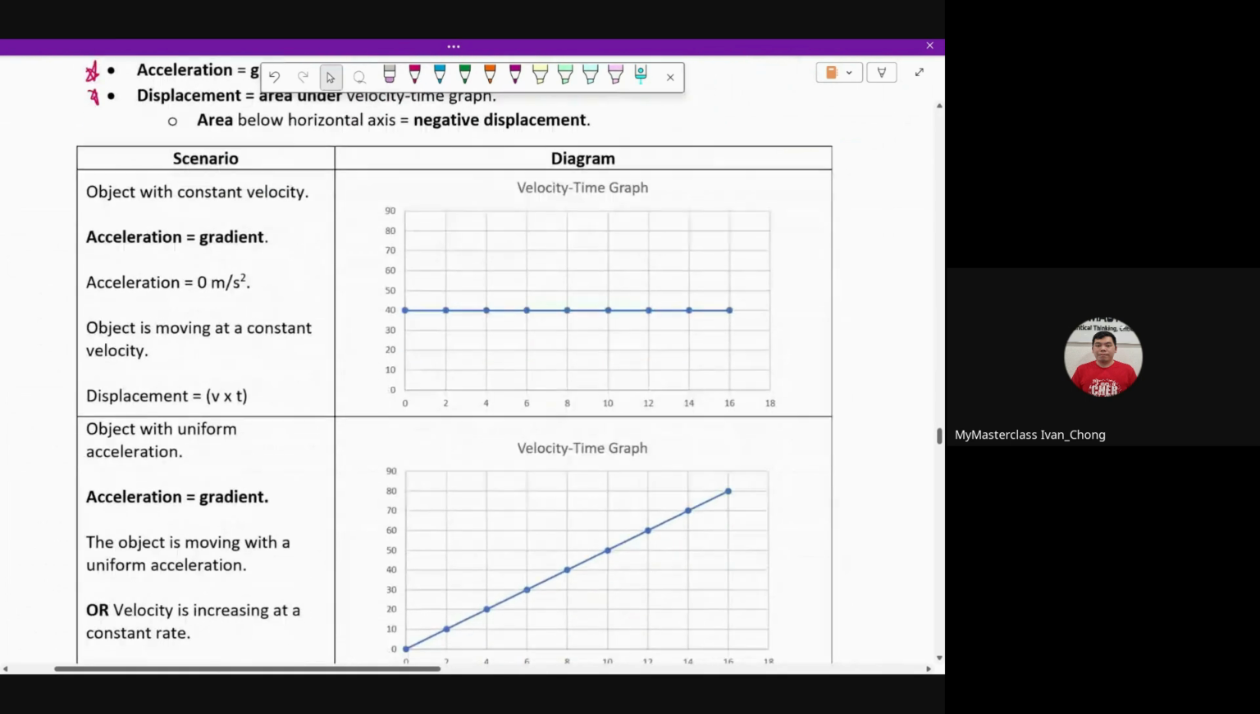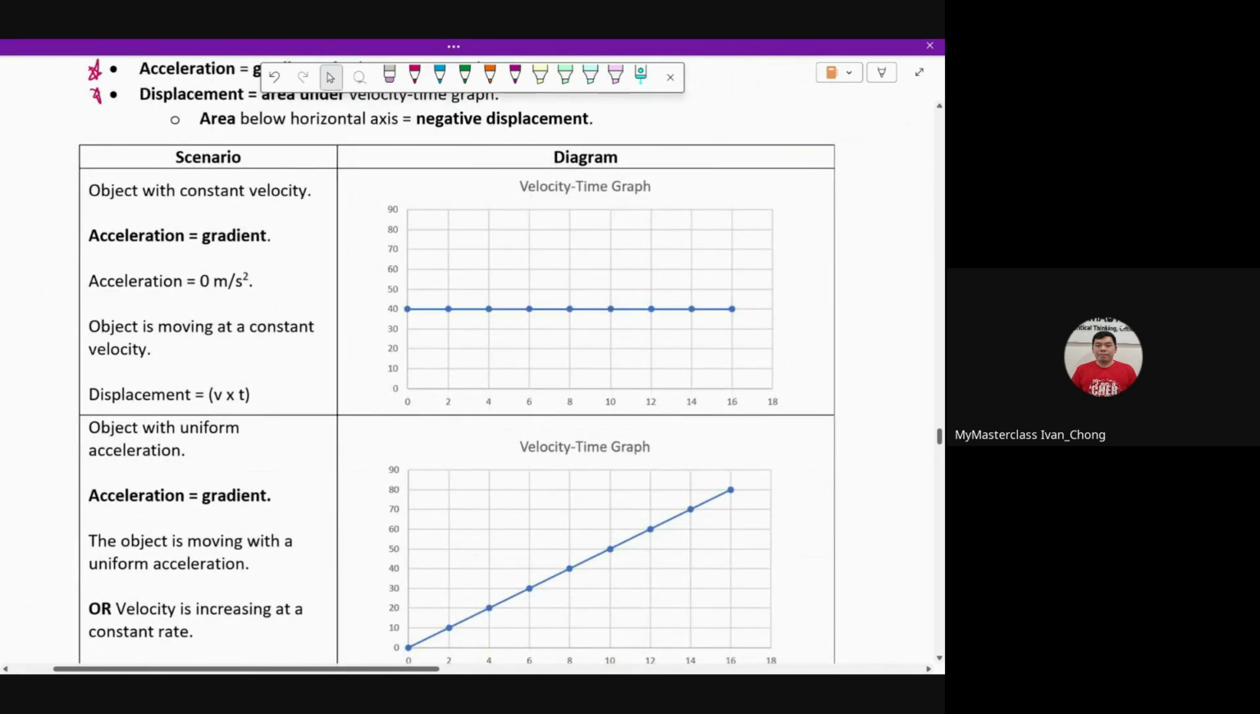So first things first, when you have a horizontal line, your gradient, which is your acceleration, will be 0. So what does that mean? I am moving at constant velocity because my velocity is 40. And if you notice over here, area under the velocity time graph will give us displacement. So every second, you're moving at 40 meters per second. So for 16 seconds, you'll move a total of 640 meters.